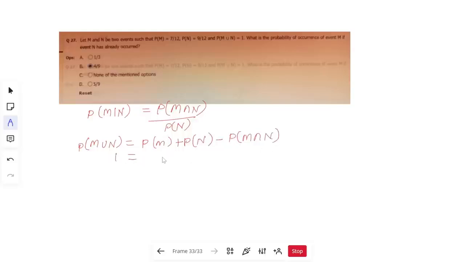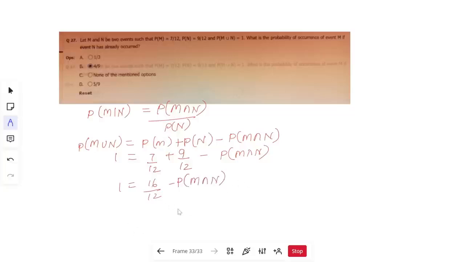See, the probability of m is given to us as 7 by 12 plus 9 by 12 minus probability of m n. Then this one we will solve. We will get 1 is equal to 16 by 12. And then we are substituting the same values.